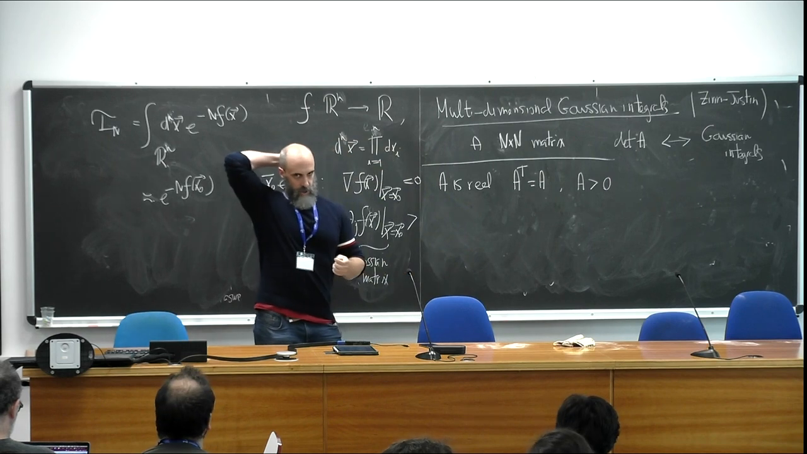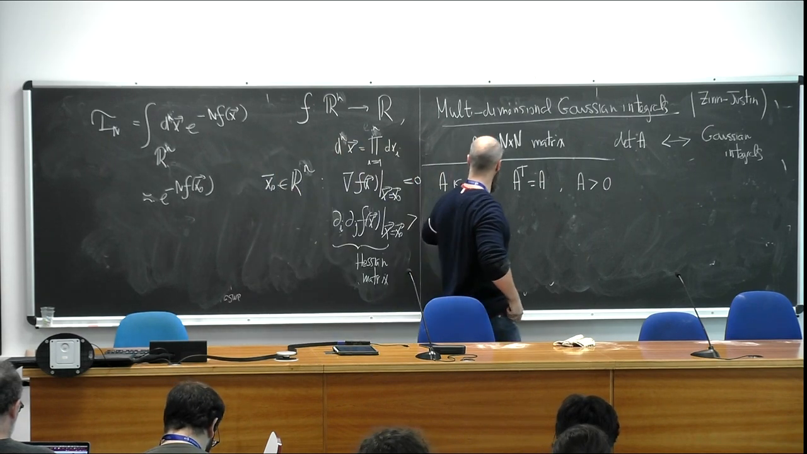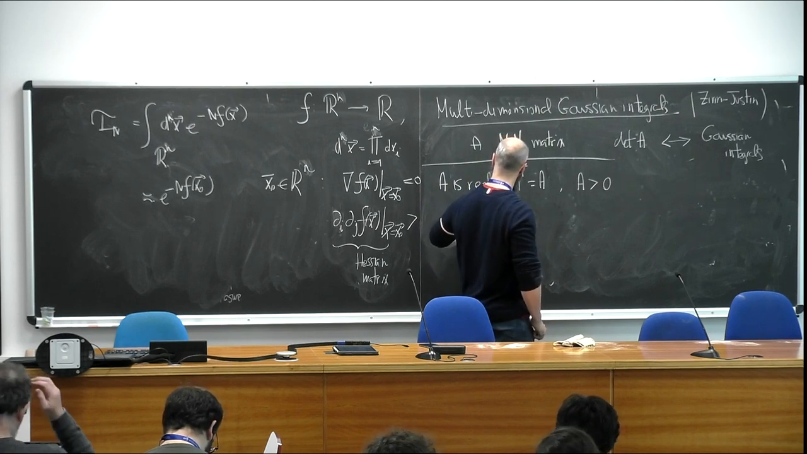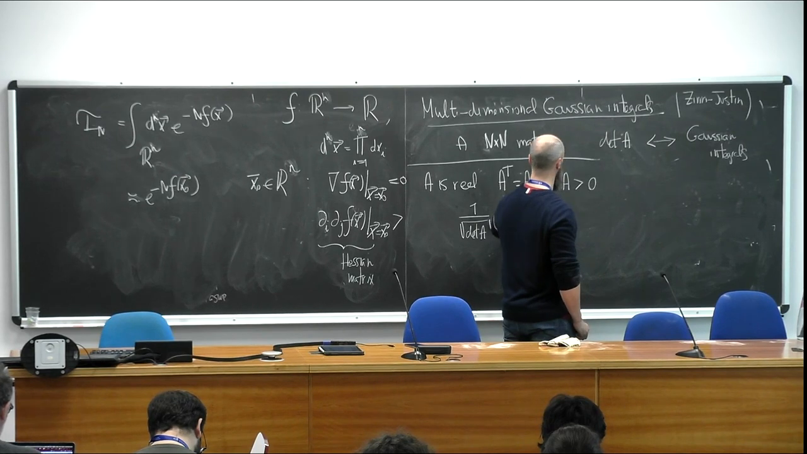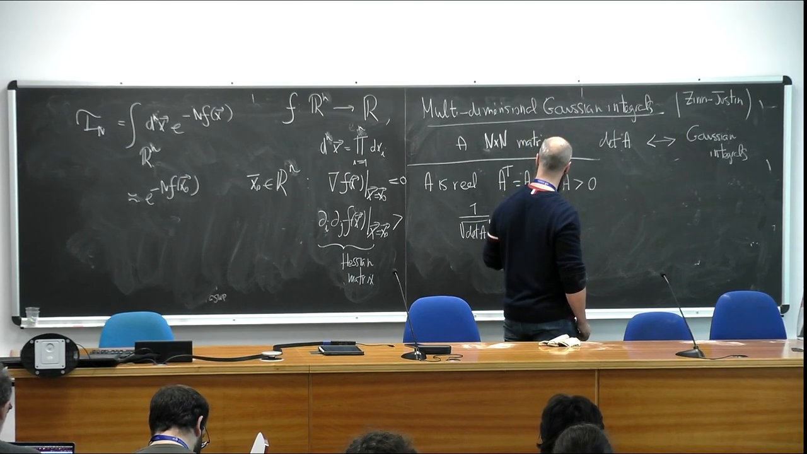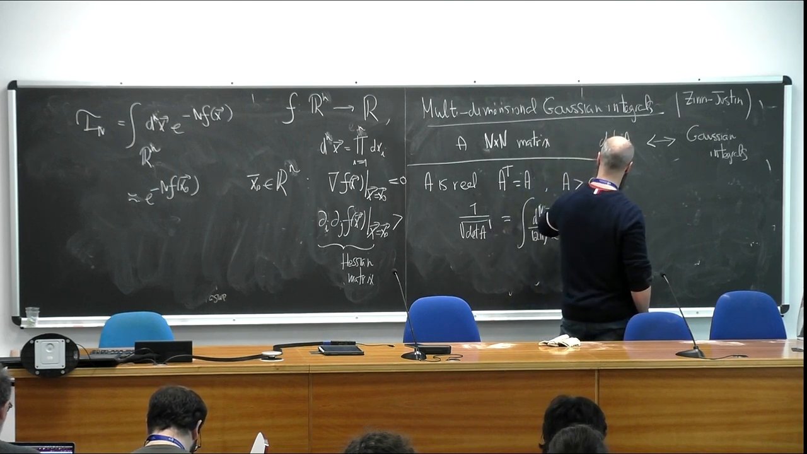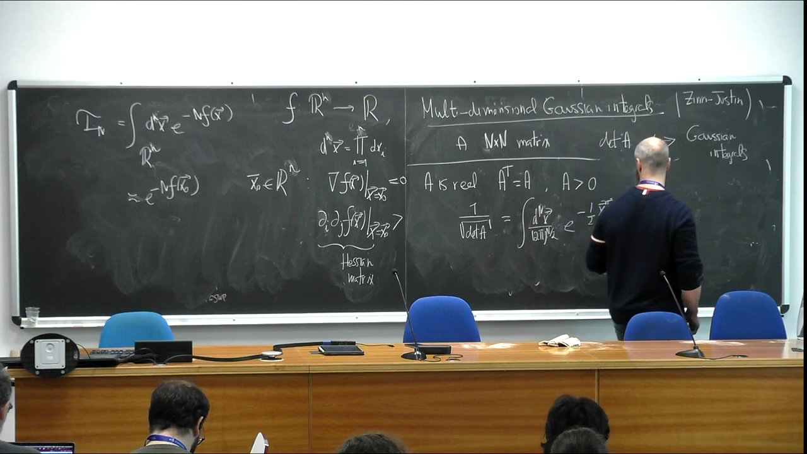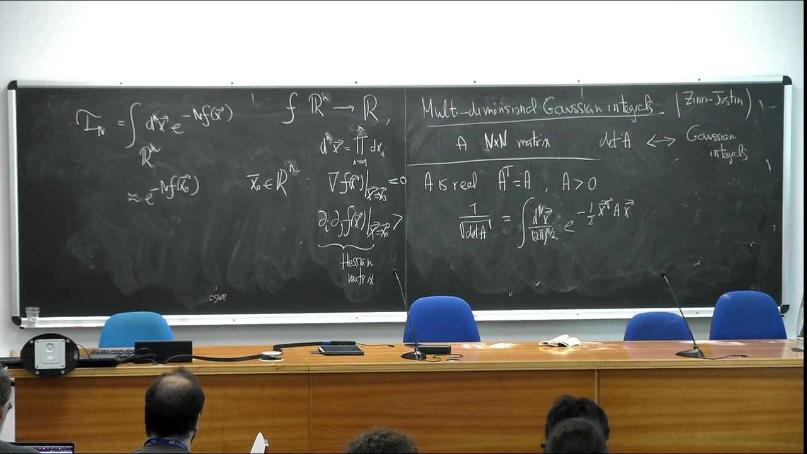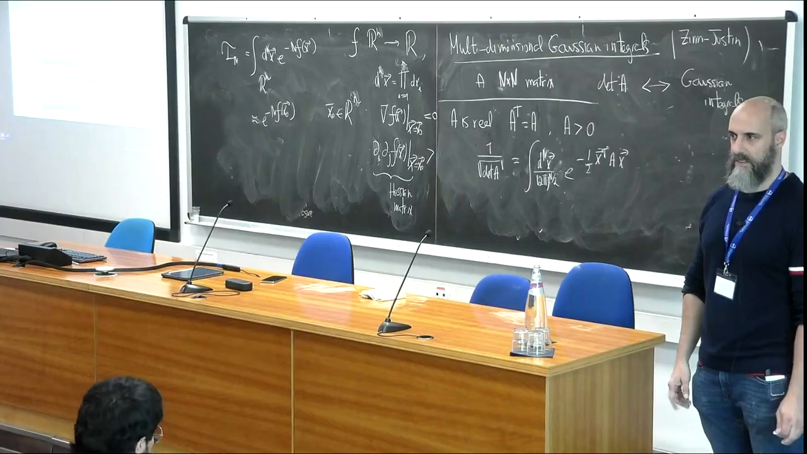So one can show that 1 divided by the square root of the determinant of A is equal to the integral of d^n x divided by (2π)^(n/2) of the exponential of minus 1/2 x^T A x. Have you seen this? At least the one-dimensional case?